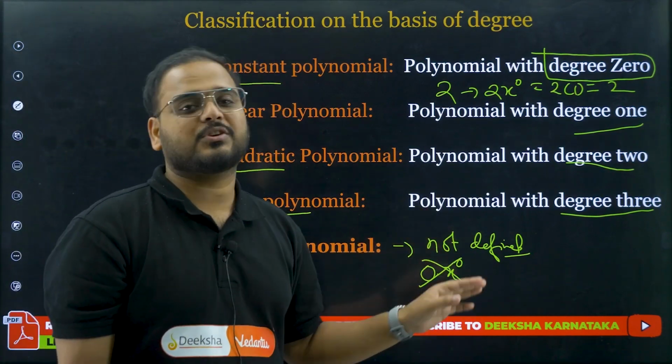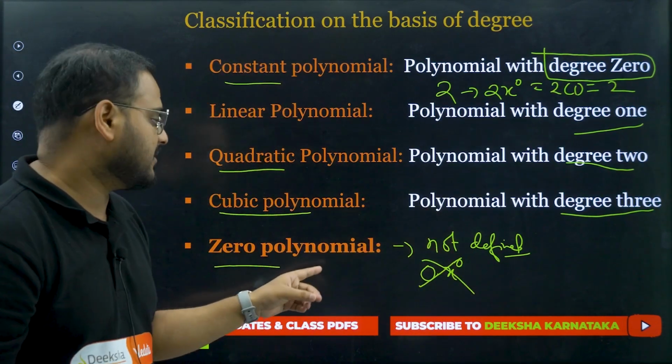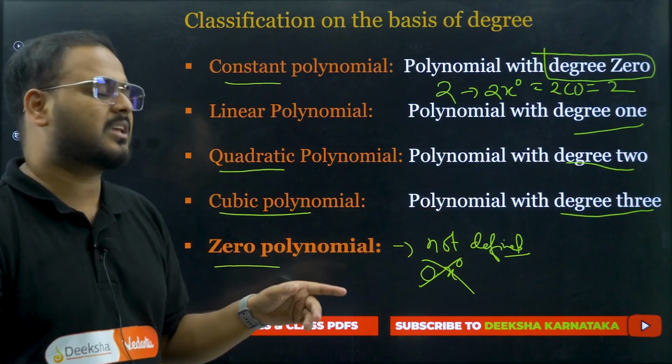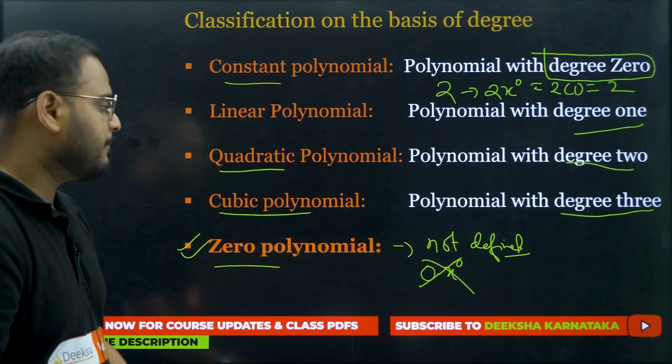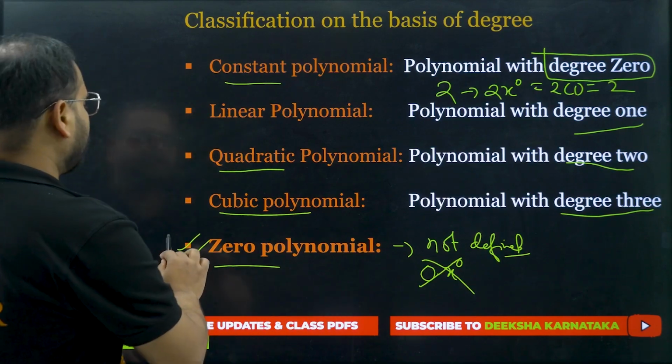Again, they keep asking this question. This is their favorite MCQ. They repeat it after 1 year, 2 years. The zero polynomial degree is what? The answer is undefined. Please know it. No mistakes over here. Very, very important.